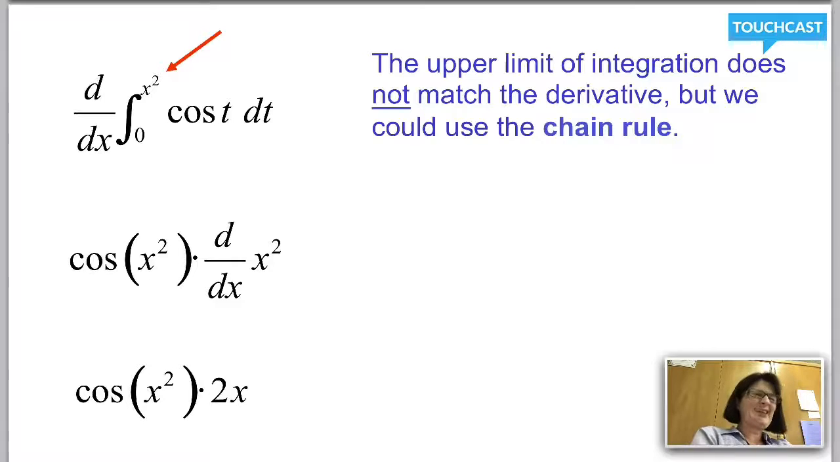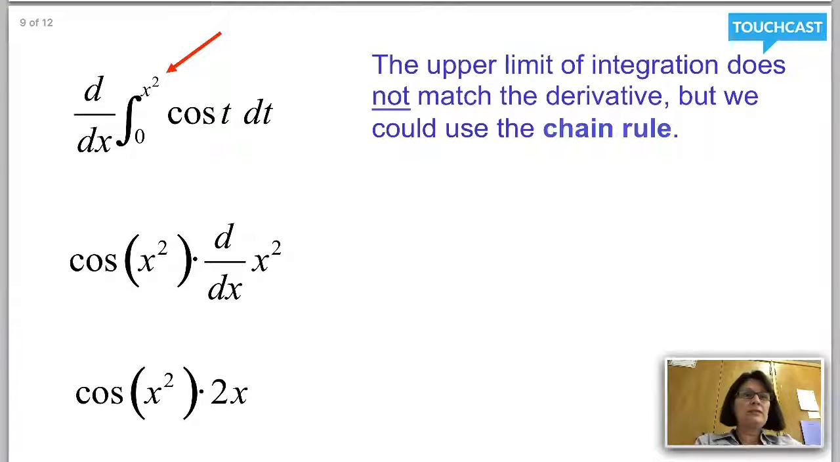In this example, if I want to take the derivative with respect to x of the integral from 0 to x squared of cosine t dt, my 3 rules aren't met. I am taking the derivative of an integral, and my lower limit is a constant, but my upper limit is no longer a perfect match for the variable that I'm taking the derivative with respect to. So I have to use the chain rule. Everything else works as planned.